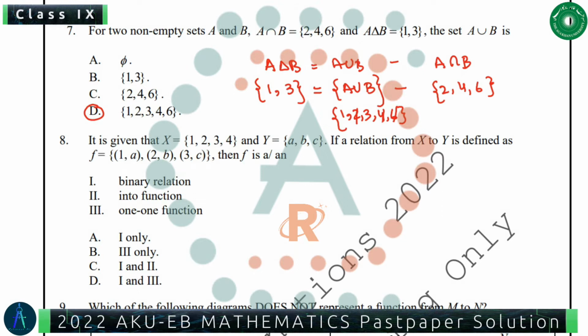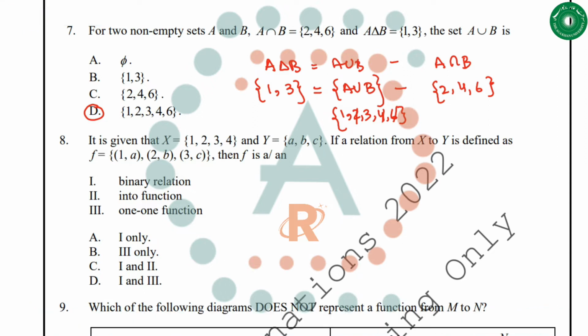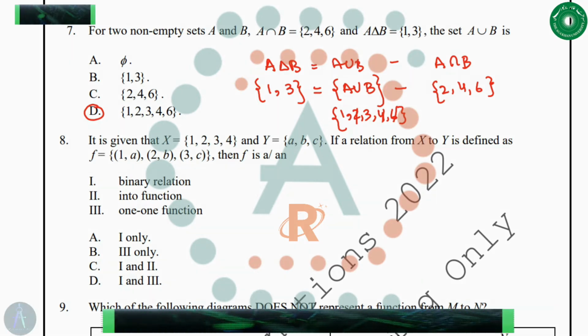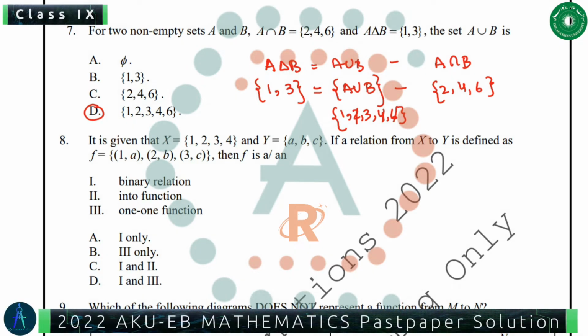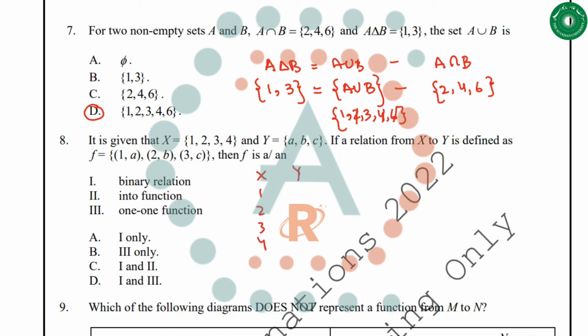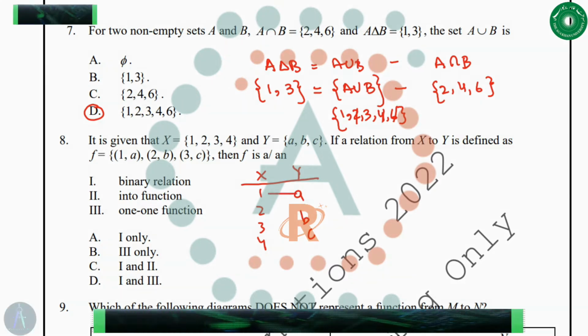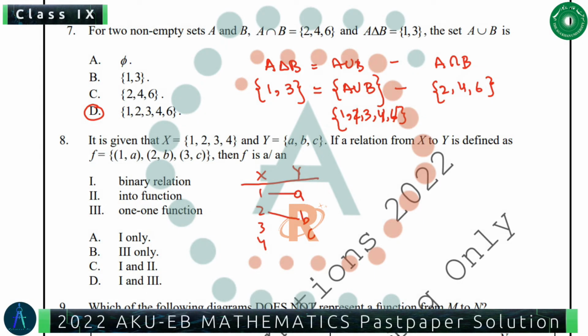In the given set, X is equal to 1, 2, 3, 4, Y equals to A, B, C. If the relation from X to Y is defined as 1a, 2b, 3c, then f is a binary relation, or a function, or a one-one function. So set X is 1, 2, 3, 4. Set Y is A, B, C. The relation is 1a, 2b and 3c.